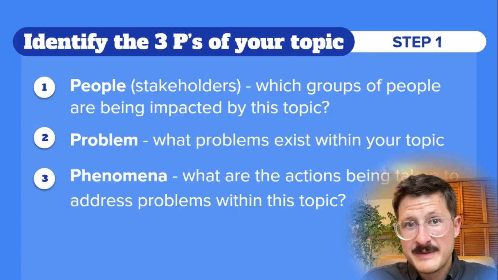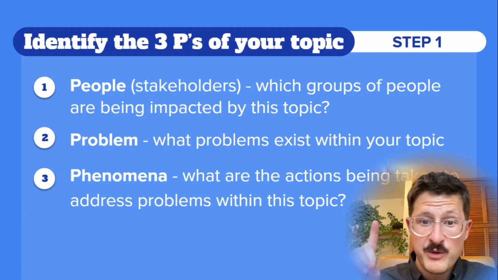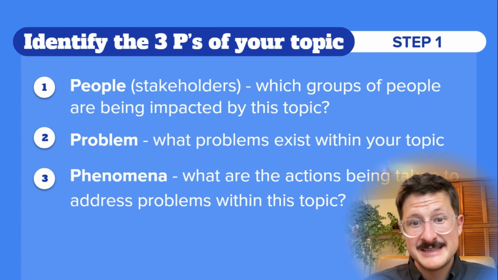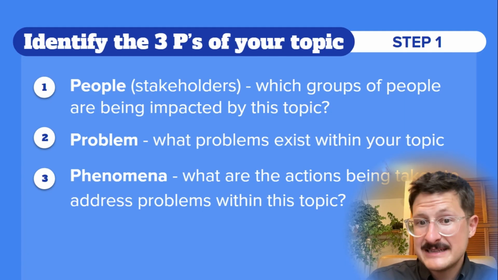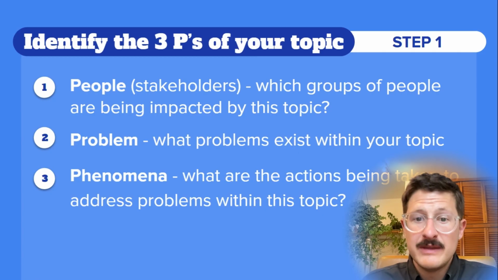Okay, so those are great examples, but then how do you actually figure out how to make it specific? Well, one way to do that, this is not the only way to do it, but is to think about the 3 P's of your topic. Here are my 3 P's. The people, the problems that exist within my topic, and the phenomena. So people is like stakeholders, who is doing the impacting, who is being impacted, and then problems.